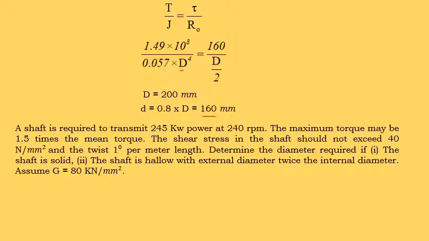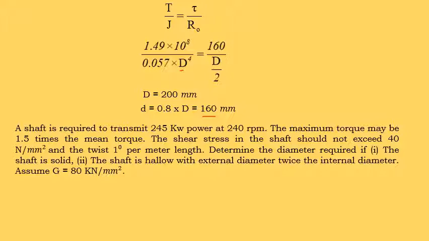So next we have another type of problem. A shaft is required to transmit 245 kilowatt power at 240 rpm. The maximum torque may be 1.5 times the mean torque. The shear stress in the shaft should not exceed 40 Newton per millimeter square and twist 1 degree per meter.